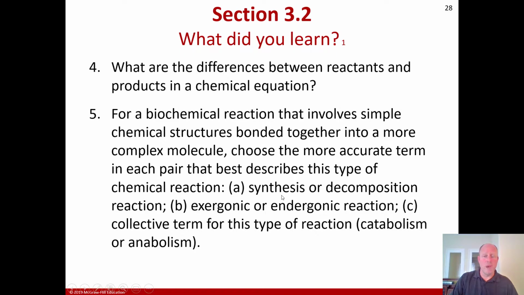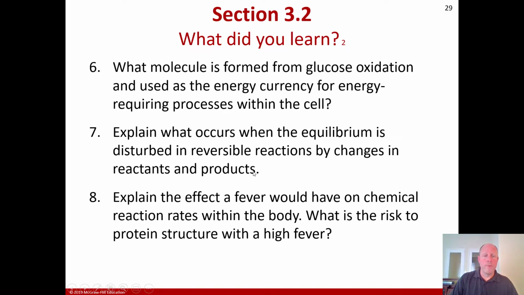That is synthesis. Okay, and with that synthesis, when we're building up together here, we're talking about endergonic, and of course that is also anabolic. They all go together. Okay. What molecule is formed from glucose oxidation and used as the energy currency for energy requiring processes within the cell? That's ATP. Okay. What occurs when the equilibrium is disturbed in reversible reactions by changes in reactants and products? Well, basically, there should be no net change in a reversible reaction, right? However, there's a net loss of reactants and a net gain in products in an irreversible reaction.